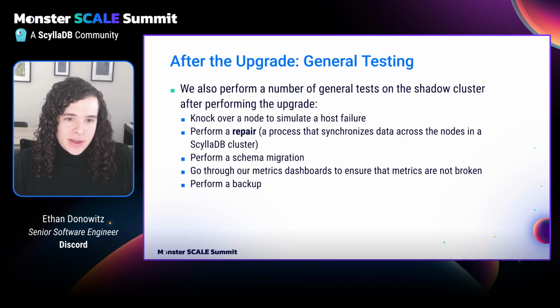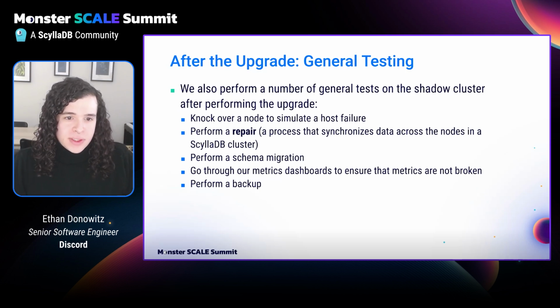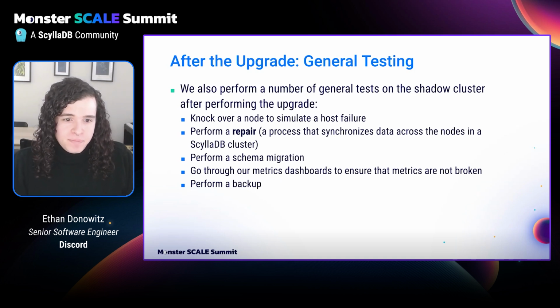So this looks like knocking over a node to simulate a host failure, which is something we occasionally encounter in production, performing a repair, which is a maintenance process that synchronizes data across the nodes in a ScyllaDB cluster to help maintain consistency. We also perform a schema migration to make sure that that looks okay. We look closely at our metrics dashboards to make sure that metrics are not broken in the new version, that sometimes metrics are added in new versions, or metrics we were relying on might be removed, or they might just be renamed, things like that. And finally, we perform a backup.